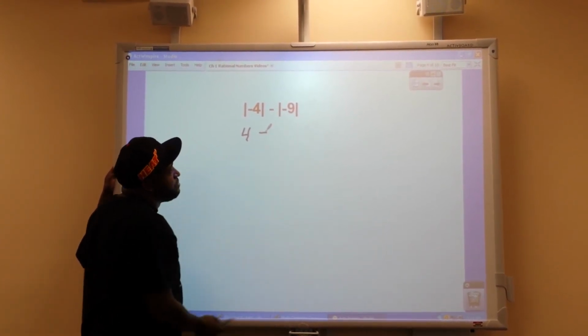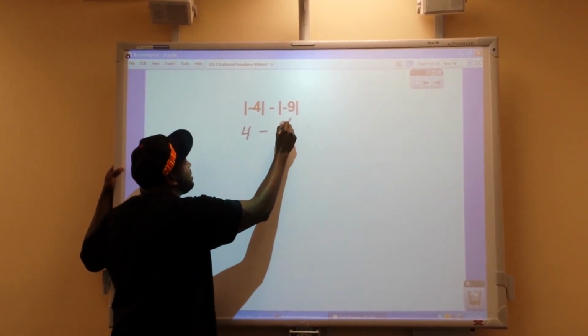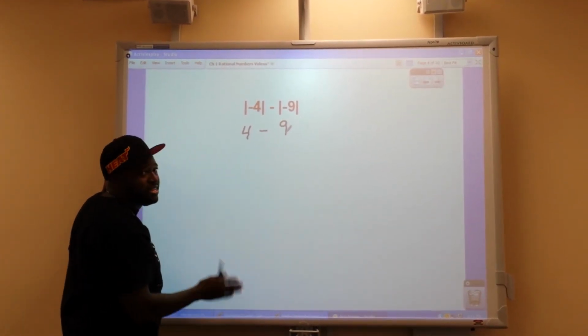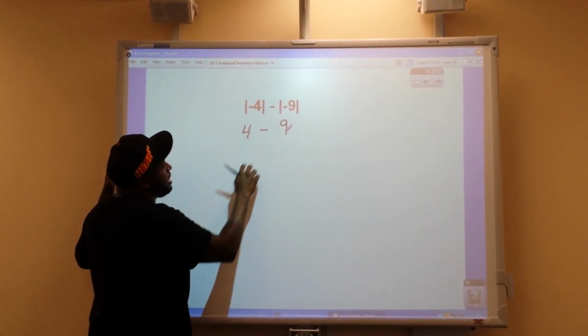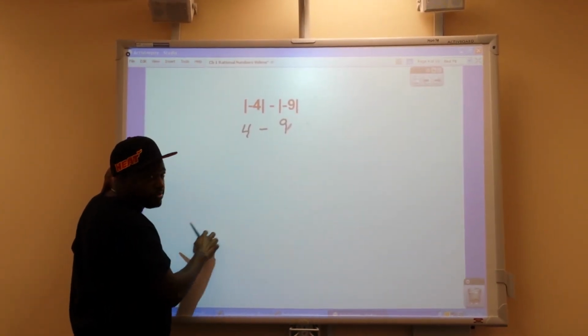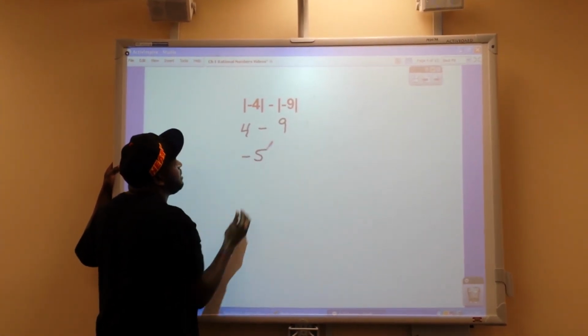And then the absolute value of -9 is 9, because -9 is 9 spaces from 0. So now I have 4 minus 9, which is just my integer rules. So 4 minus 9 is going to give me a -5.